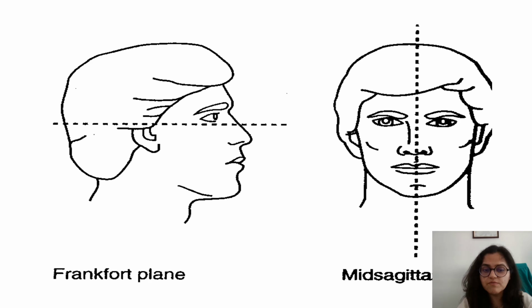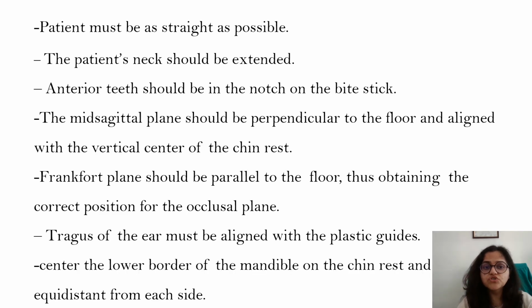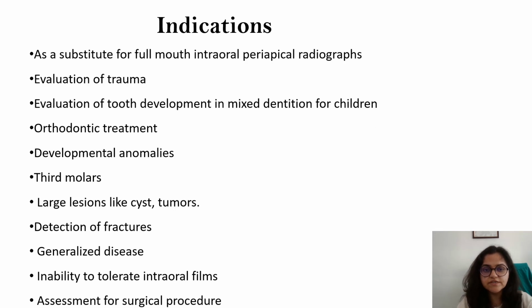Then we have to follow several planes like the Frankfurt plane and the mid-sagittal plane. The patient should be as straight as possible and the neck should be extended. The anterior teeth should be in the notch on the bite stick. The mid-sagittal plane should be perpendicular to the floor and aligned with the vertical center of the chin rest. The FH plane should be parallel to the floor, and the tragus of the ear must be aligned with the plastic guide. Center the lower border of the mandible on the chin rest.